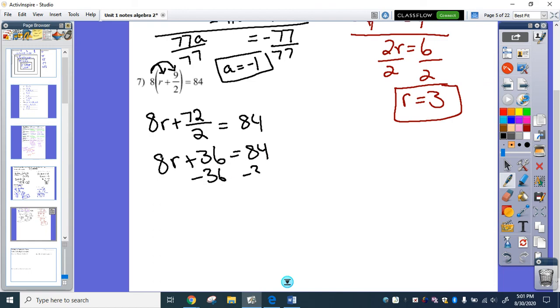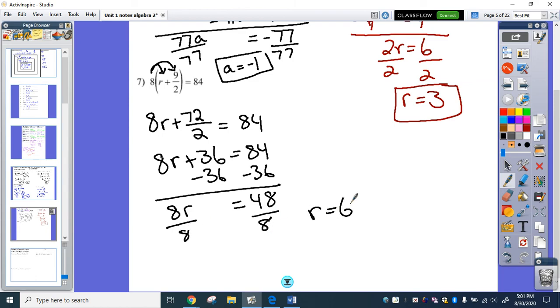Subtract the 36 from both sides. So we get 8r equals 48. Divide both sides by 8. And we end up that r equals 6.